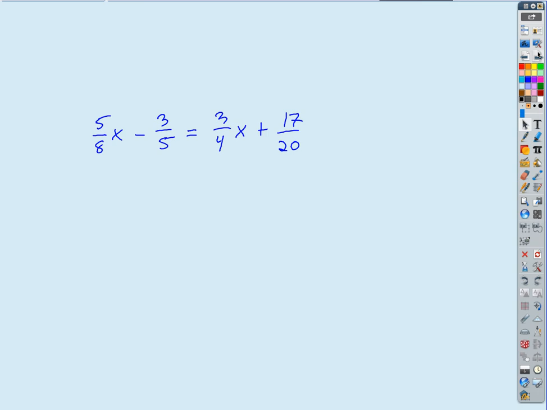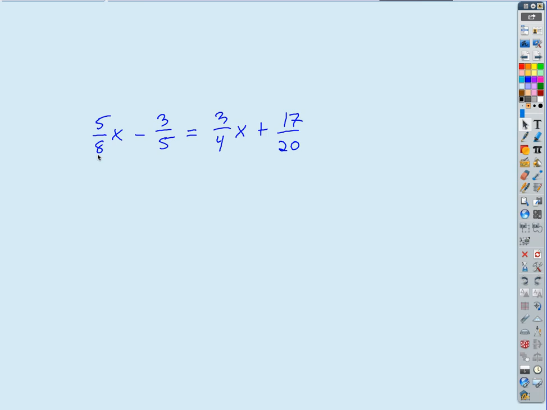What's the least common denominator of all those denominators, 8, 5, 4, or 20? The smallest number they all divide into. 40. You're right, it's 40. Now you're smart. You guys are all smart in here. You can find that number. But when the numbers are less convenient, it gets harder to do.